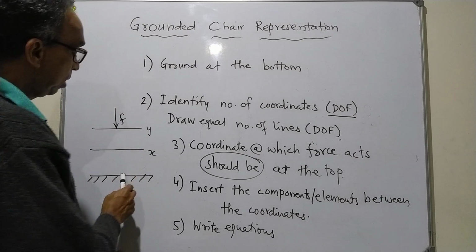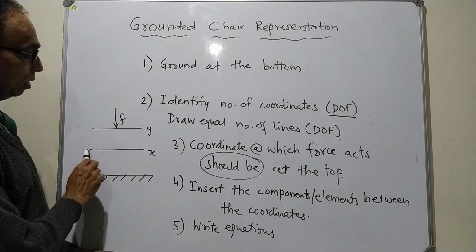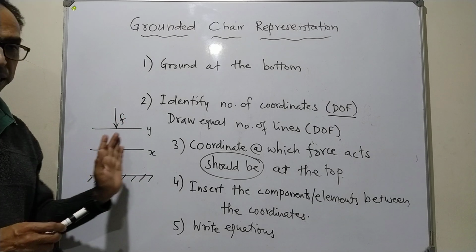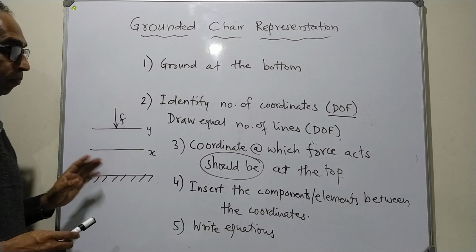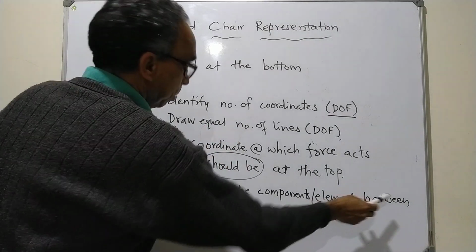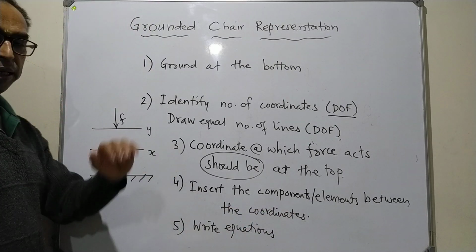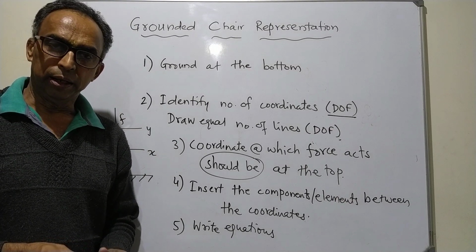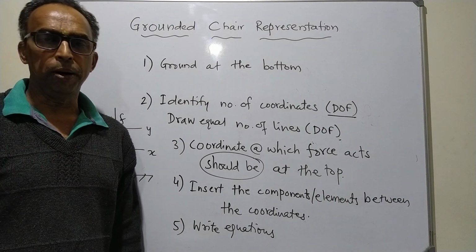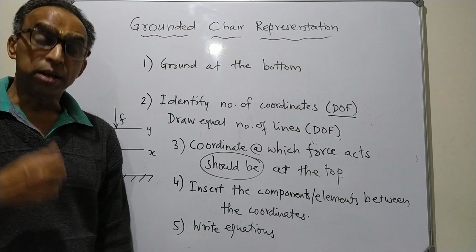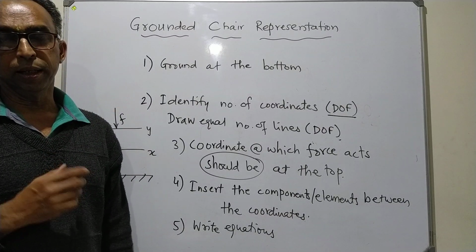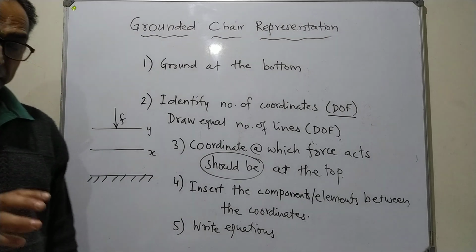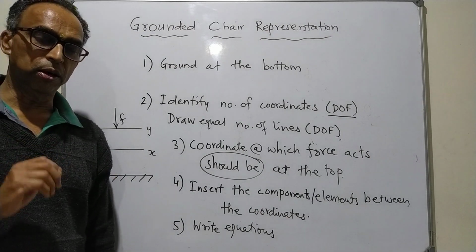Once I draw the ground line, draw the coordinates, and show the force, I go on inserting the components in between. Then insert components, elements between the coordinates, and finally write the equations. I think we'll stop for today, and next class we'll take up one small problem and understand how this grounded chair representation can be used for drawing the grounded chair diagram and thereafter writing the equations of motion. Thank you.